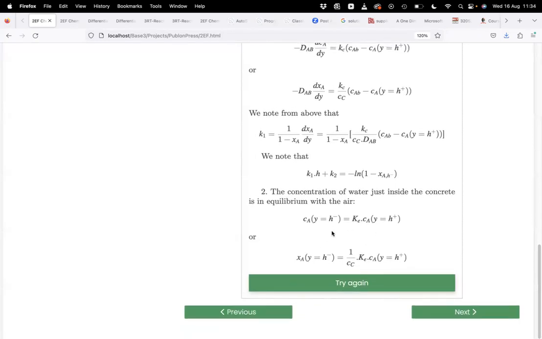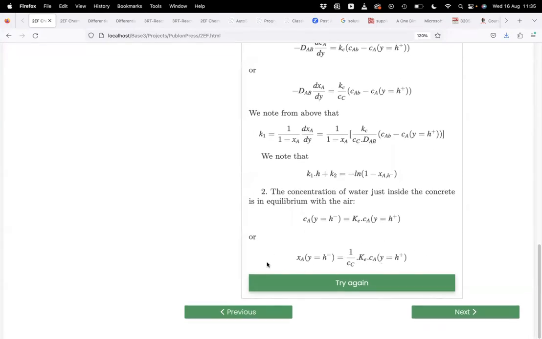And then we can also try and split off the concentrations here. If we divide through by the total concentration in the concrete, then Ca becomes Xa. And here, we don't simply extract a concentration, because now this is air concentration, right? This is at H plus in the air. So the total concentration there is not the same as the total concentration there. So they don't cancel. We have to keep this total concrete concentration here.